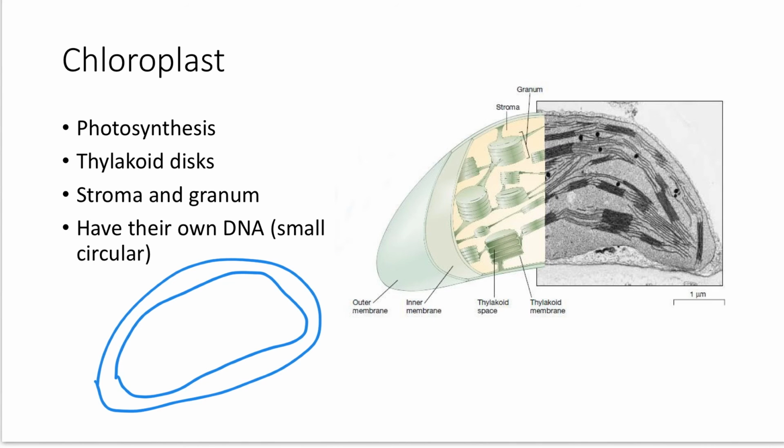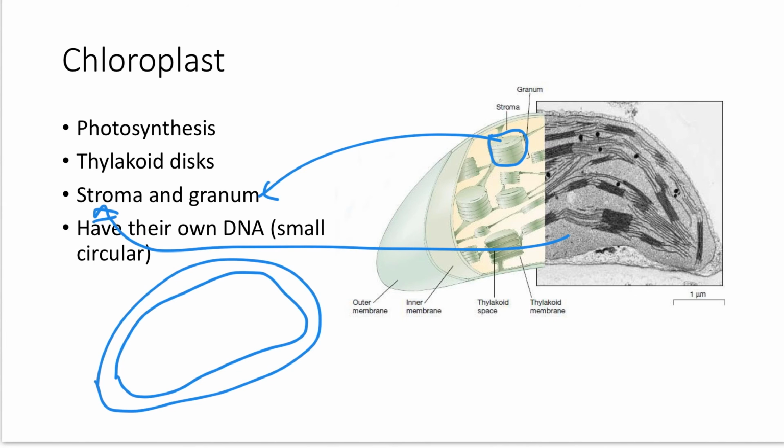Right? And on the inside of the chloroplast are stacks of membrane. And each stack consists of disc-like structures called thylakoids. So each stack of thylakoid discs is called a granum, right? And the fluid that fills the chloroplast is called the stroma. And very much like the mitochondria, chloroplasts also have their own DNA, small circular DNA, and 70S ribosomes.